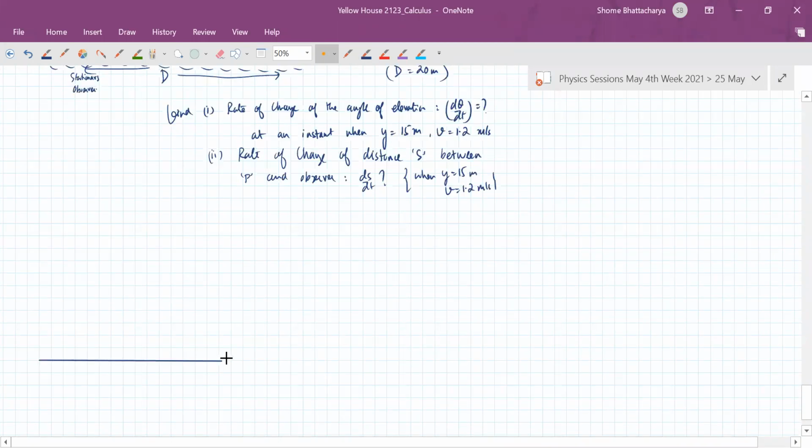So if you look at the particular triangle at the given instant of time, you realize that it's a 3, 4, 5 triangle, because at that moment when we are calculating the exact value of this angle of elevation and its rate of change, we can see that the instantaneous value of y is 15 meters. This is instantaneous, whereas this distance, 20 meters, is a fixed distance.